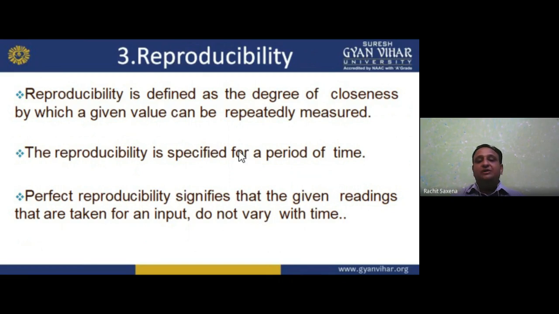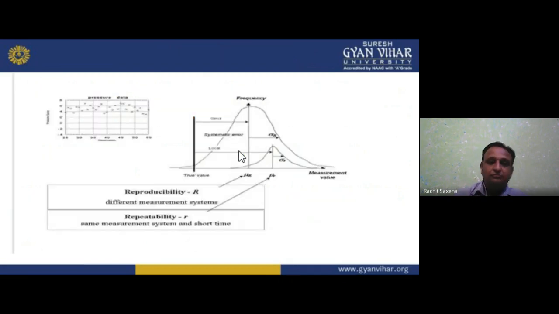Now, perfect reproducibility signifies that the given readings that are taken for an input do not vary with time. We can also identify the reproducibility here. We have the systematic error, the frequency curve like the Gaussian curve, and the measurement value. Reproducibility is represented by R, with a different measurement system, and repeatability is the same measurement system over a short time, but in reproducibility we have the higher spread. So this can be found with the reproducibility.